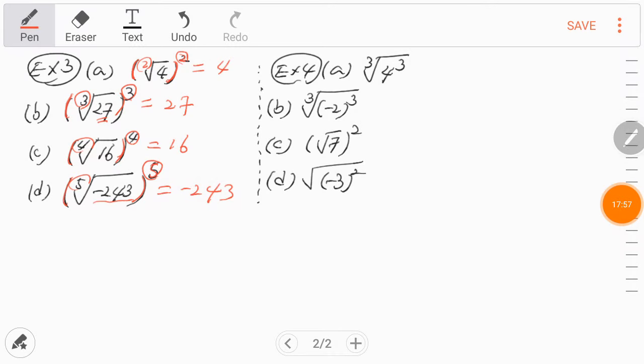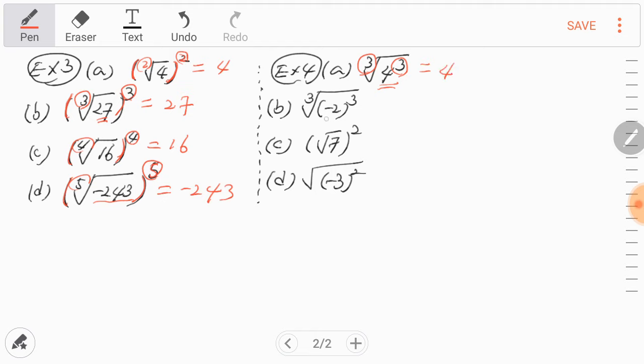Okay, in example 4, let's try the first one. Now this is the cube root of something, and the radicand is cubed. The index is odd. If the index is odd, what happens? It doesn't matter. Just take the base out, the base inside the root symbol. So just take 4 out.